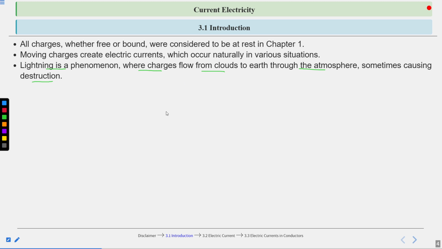So what is the mechanism of lightning? How do charges flow from clouds to earth?